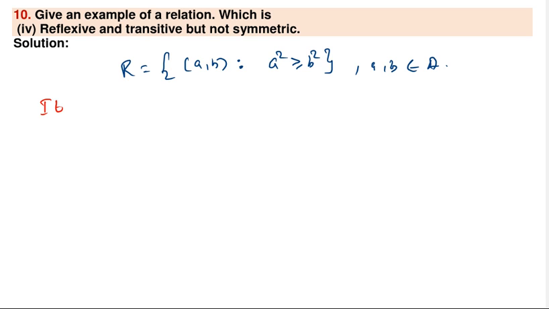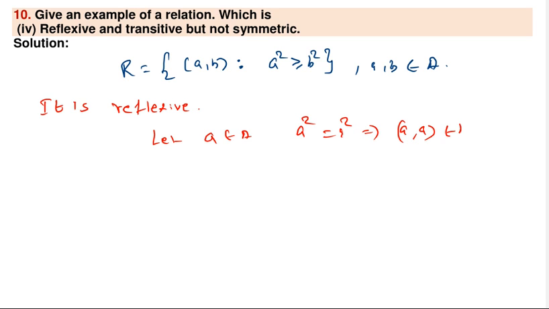Okay. Then we'll discuss one by one. It is reflexive because of equal. So if we take any element a of A, a square equals a square, this implies (a,a) belongs to R. It is reflexive. Then it is transitive.